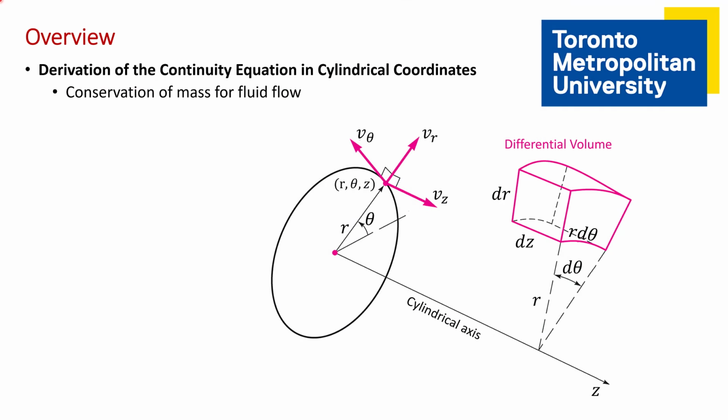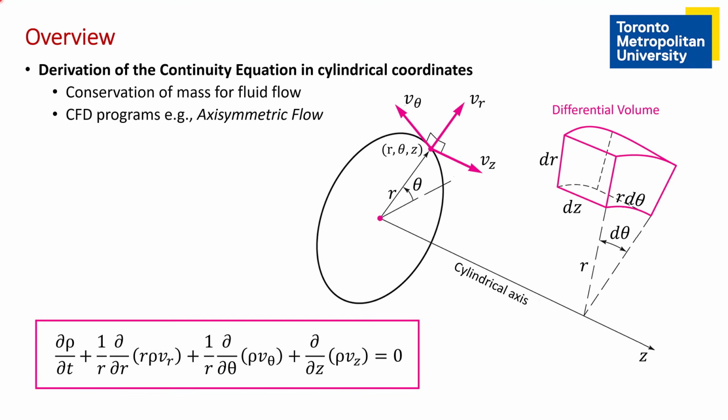Okay, I'm going to do a derivation of the continuity equation in cylindrical coordinates. This is the differential equation for conservation of mass for fluid flow. We'll need this equation for an upcoming exact solution to the Navier-Stokes equations.